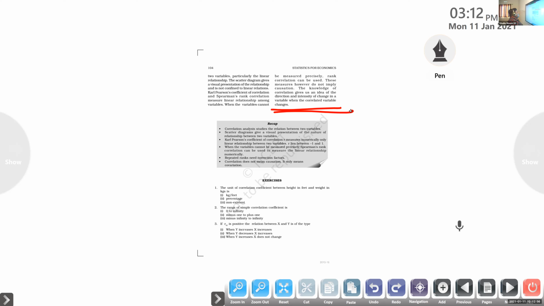So recapitulation. Correlation analysis studies the relation between two variables. A scatter diagram gives a visual presentation of the nature of relationship between two variables. Karl Pearson's coefficient of correlation measures numerically only the linear relationship between two variables. R lies between -1 and 1. Next, when the variable cannot be measured precisely, Spearman's rank correlation can be used to measure the linear relationship numerically. Repeated ranks need correction factors, which is what you're doing now. Correlation does not mean causation. It only means covariation. So just keep these ideas in your mind.